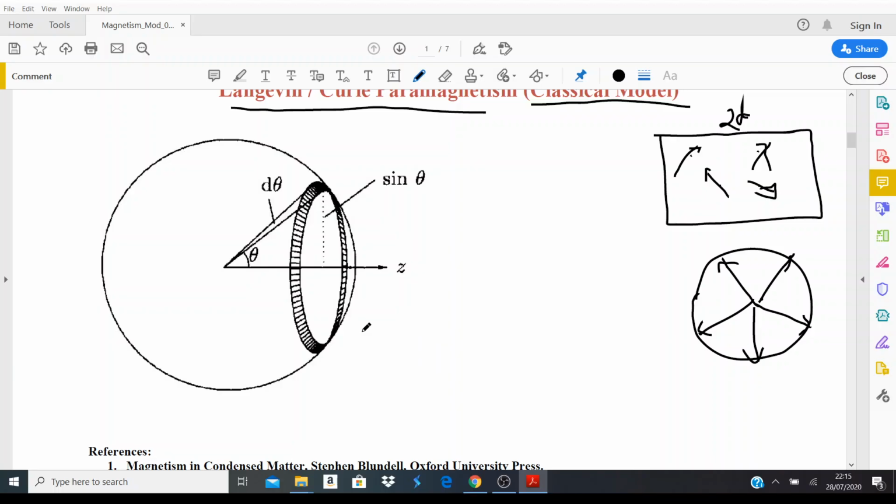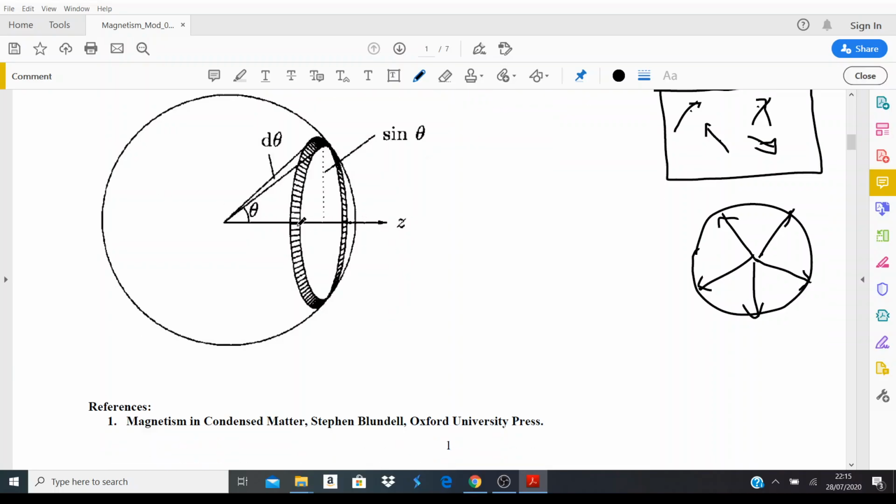So the idea is that we have a piece of solid. Inside the solid we have a number of atoms or ions, and their magnetic moments are pointing in different directions. The direction is random, so it could be any point in space. To cover all the directions, we are assuming we have some sphere. This sphere has an axis, the z-axis, along this direction, and we will apply our magnetic field along this direction too. So the z direction is the axis of the magnet.